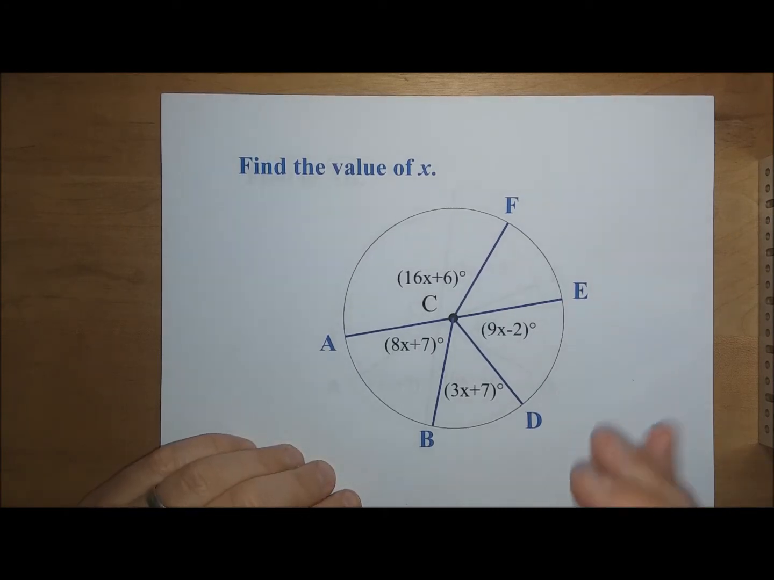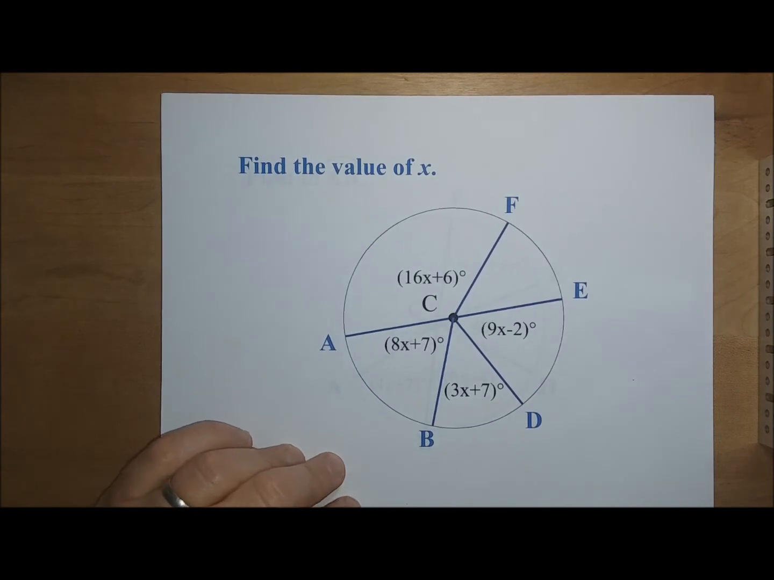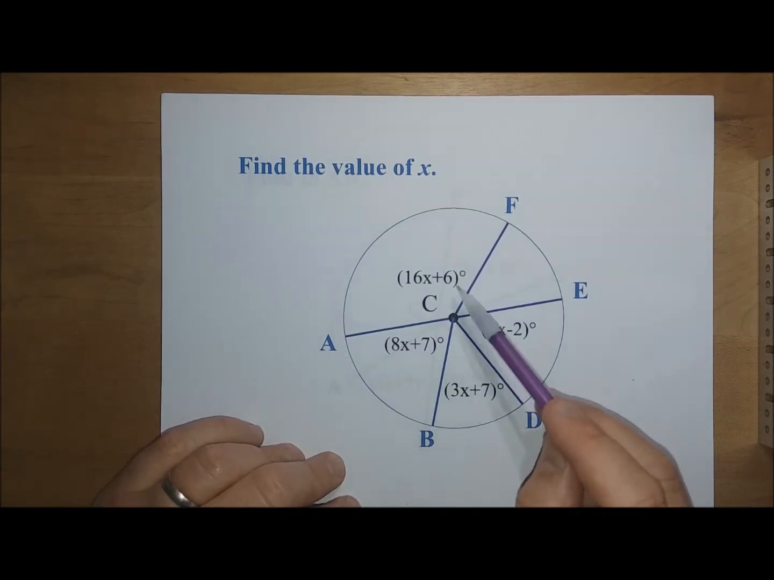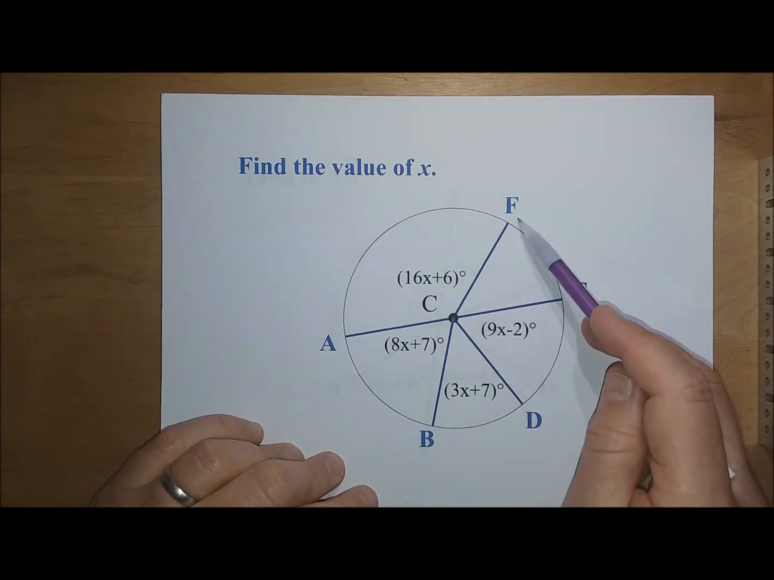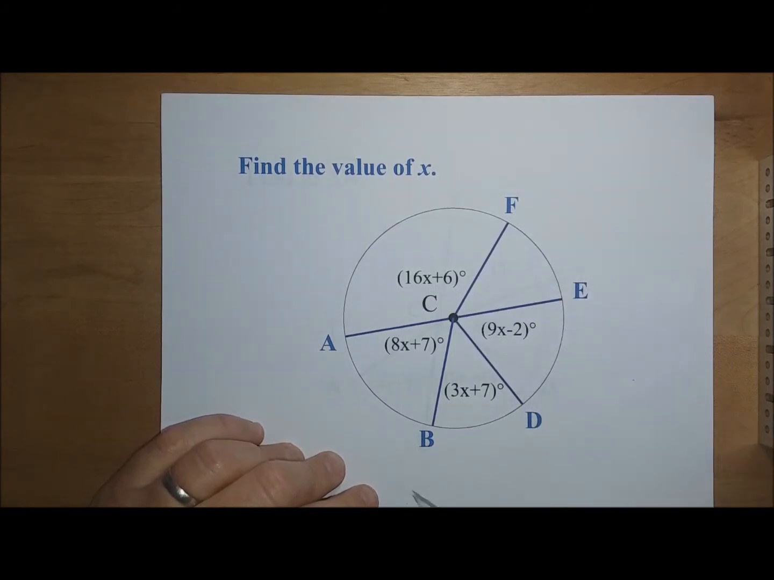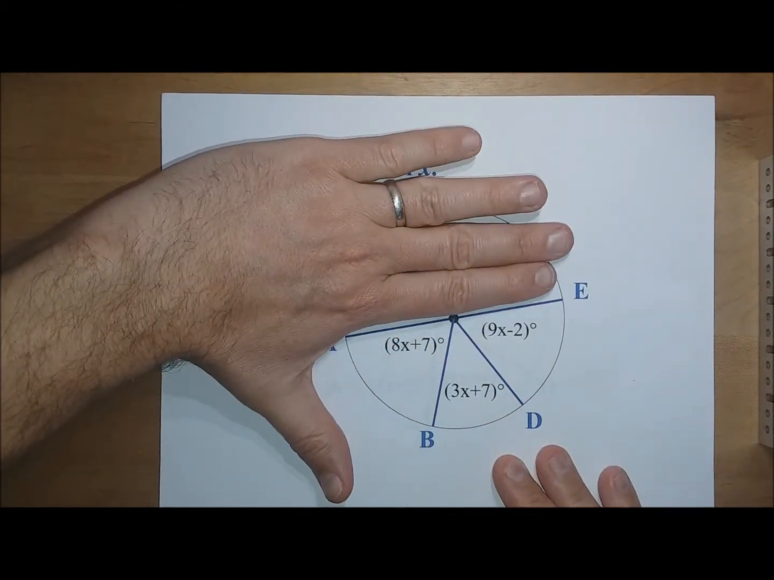And hopefully you recognize that AE is a diameter. And that's kind of helpful. Otherwise, it looks like we're missing some information. Hopefully you had the instinct to maybe add up all the central angles and set them equal to 360. But of course, we're missing the central angle, FCE. But we do have this diameter, AE.